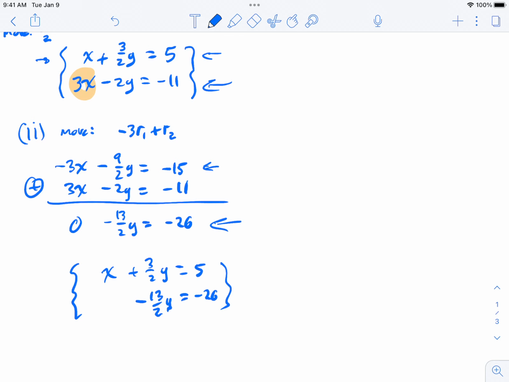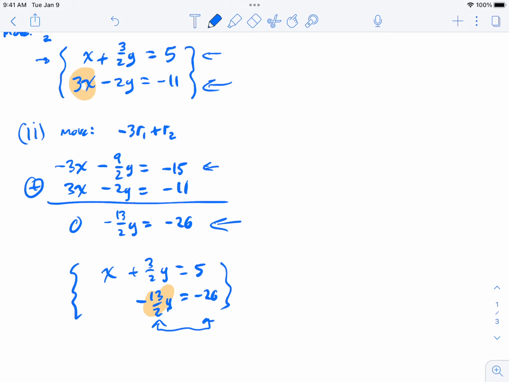Let me double check, make sure I'm on the right track. Good, I'm on the right track. What's our next goal? We made that the 1x, we got rid of that x term. Next, we want to make that into a 1y. And how do you make that into a 1y? Well, remember it's an equation. How can you change the equation so that it's a 1y?